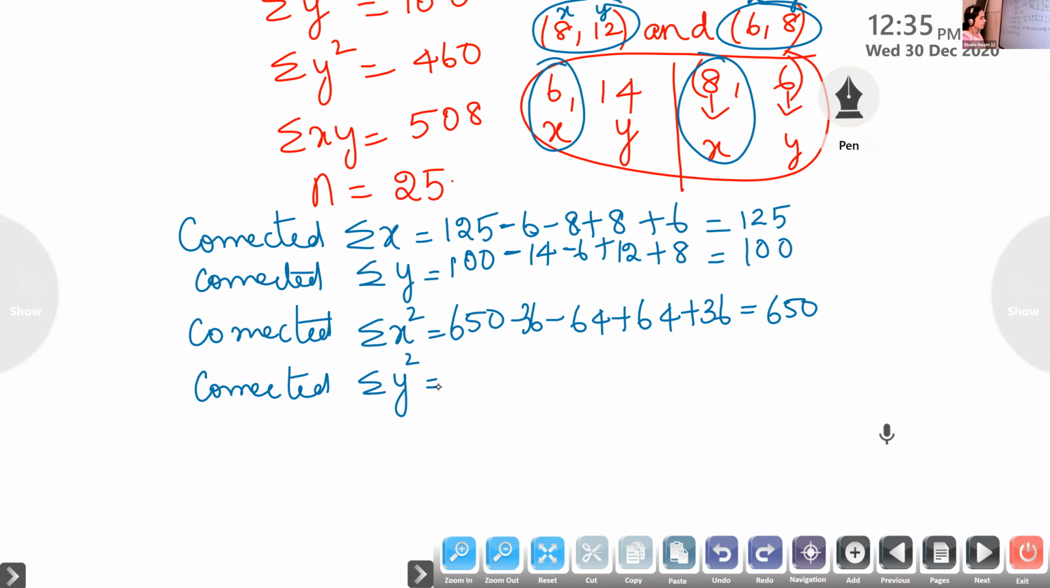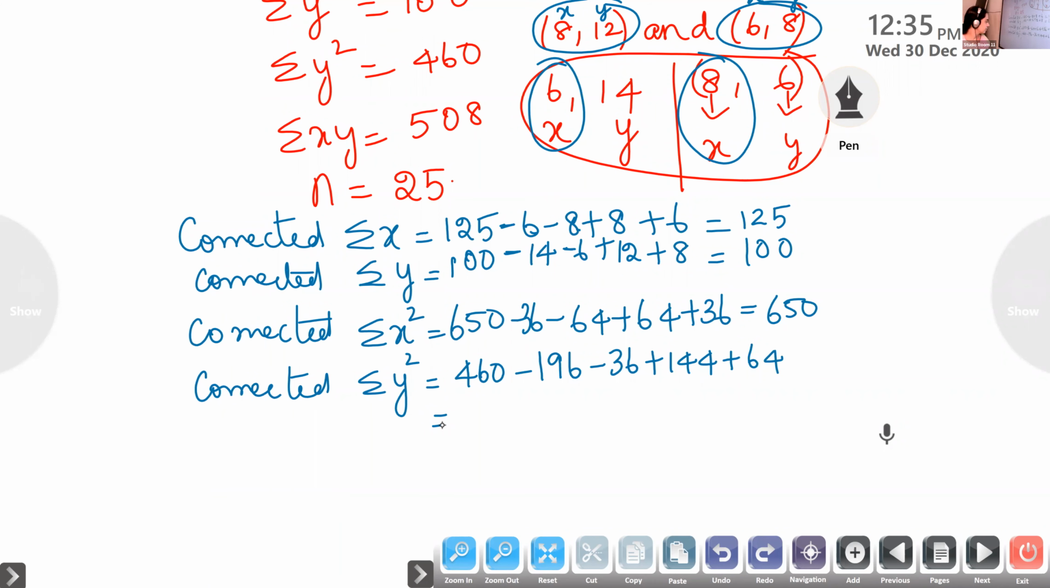Okay. Now sigma y square. Corrected sigma y square. So 460 minus 196, minus 36, plus 144, plus 64. So what's the final answer?